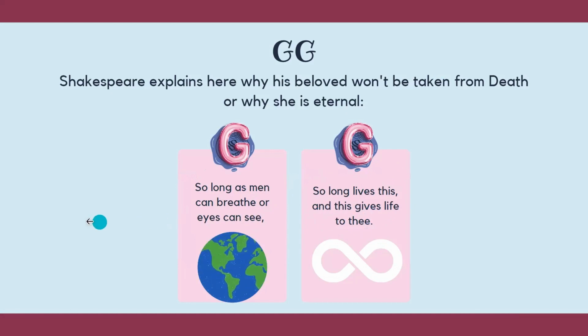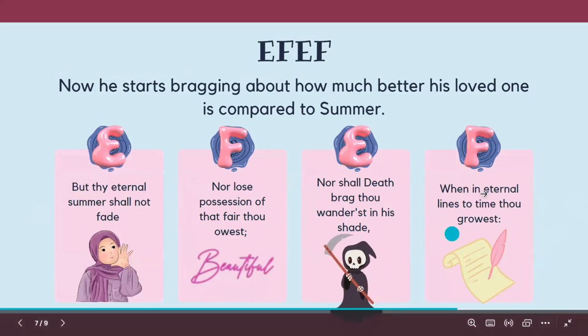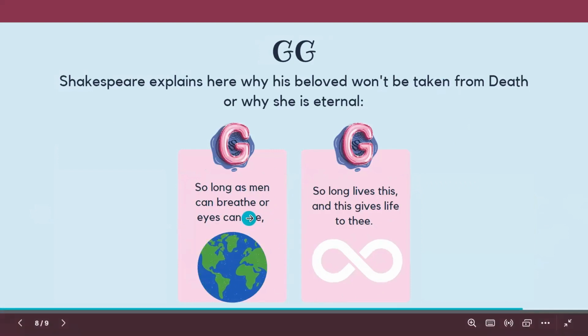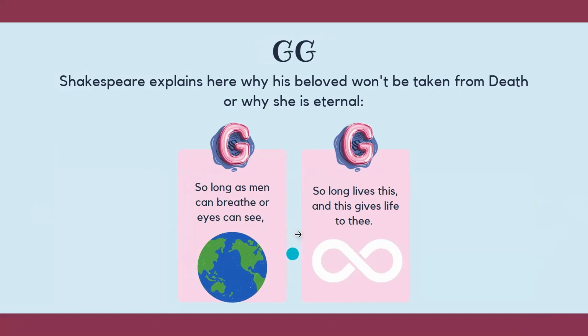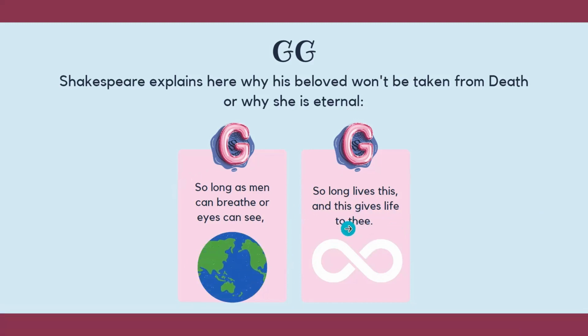So this is how it works. In the poem, it will go on forever. Why? Because as people keep breathing, keep seeing, they will be able to read the poem. And because they read the poem, they will read about her. As the poem is eternal, she will be eternal. So long as this poem lives and people read the poem, she will also live on for eternity.